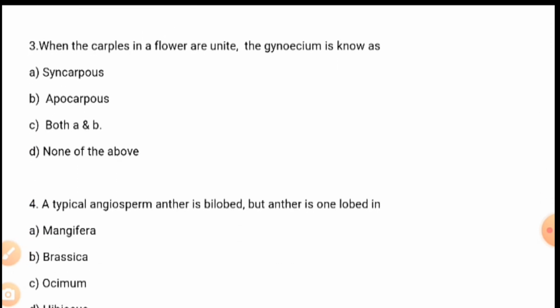Now, on your screen, it is your third question. The question is, when the carpels in a flower are united, the gynoecium is known as option A, syncarpous, option B, apocarpous, option C, both A and B, and option D, none of the above.